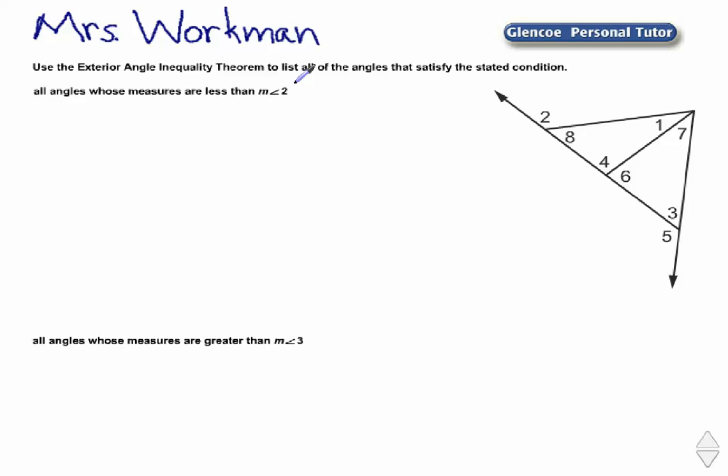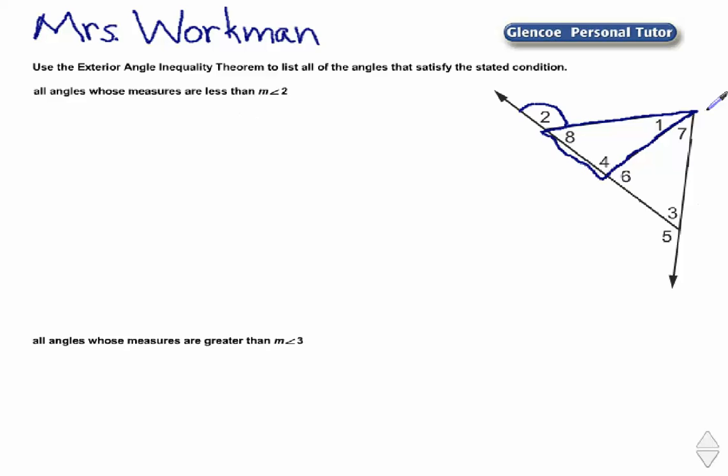In this first statement, we're talking about the measure of angle 2. Right there it is. And I noticed that angle 2 is an exterior angle for this triangle right here. It's also the exterior angle of this second triangle. So the first thing I'm going to do is trace this first triangle. So we just look at that one.